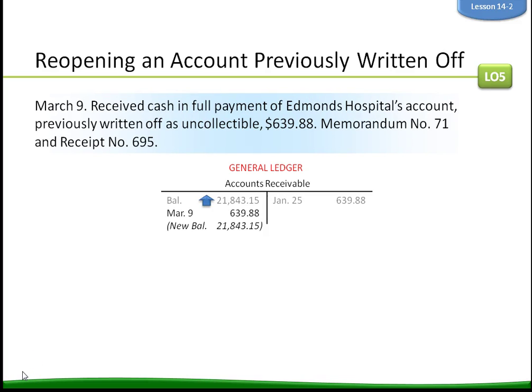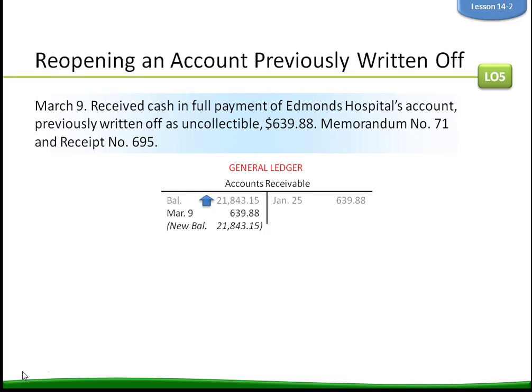So March 9th, received cash in full payment of Edmonds Hospital account previously written off as uncollectible. We're using Memorandum 71 and receipt number 695. Several accounts must be changed to show that Edmonds Hospital paid its account. The accounts also should be changed to show a complete history of Edmonds Hospital. So you have to do a lot of work when someone decides to pay after you've closed them out.